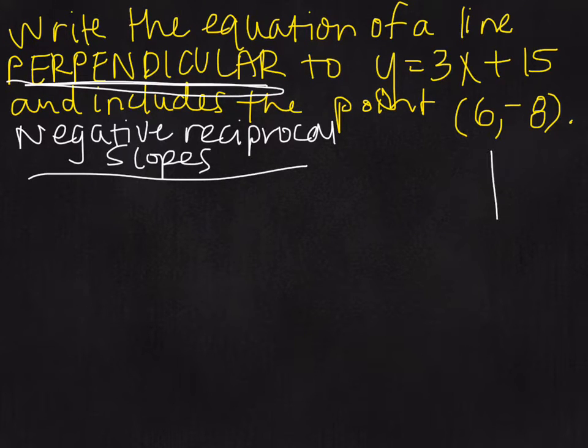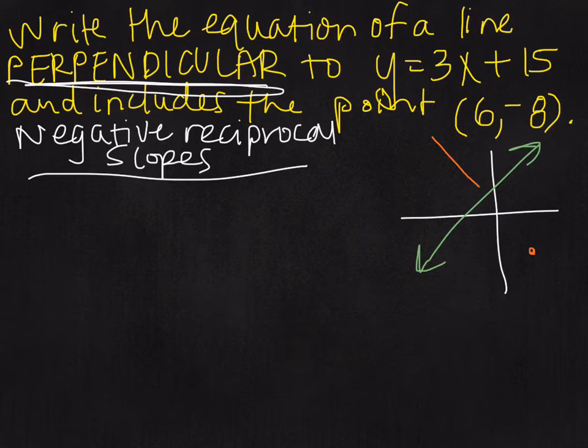So what we're doing here, if we have a graph and we have this line y equals 3x plus 15, I'm going to draw a very rough graph here. And then we want to draw a line that is perpendicular to this line and goes to the point (6, -8). Perpendicular means that it's going to intersect at right angles. I don't know exactly what this is going to look like, but this is what's really going on here. So we want to find the equation of this orange-red line here. So I need to figure out how to do that.